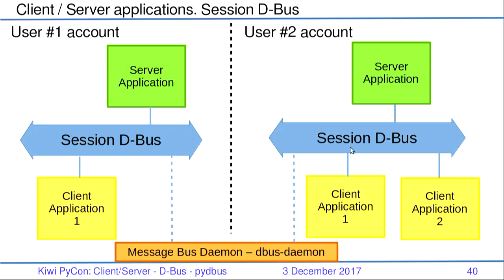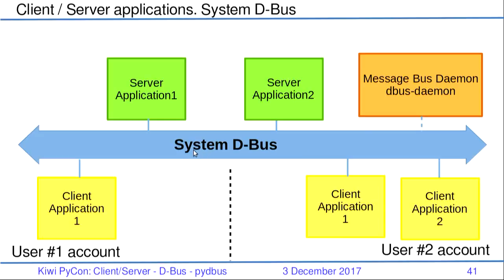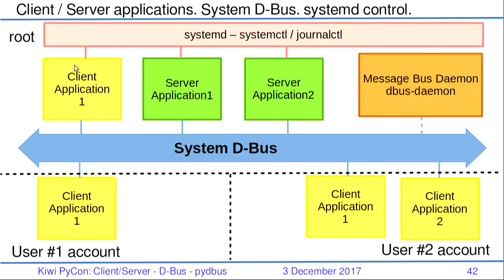Okay, that was all about using the session bus, which was local to each user. I'm now going to talk about using the system bus, okay? So we had two session buses, and they're independent of each other. What we want to look at with the system dbus is we could have server applications here, and different users can get to those applications, okay? Meanwhile, this message daemon routing thing is happening in the background.